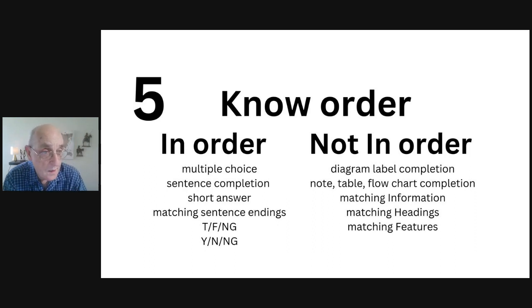One key thing to realize, and this is so helpful when it comes to finding the information you need and answering the questions, is to know which types of questions come in order and which types of questions don't come in order. If they come in order, this means that the questions that you're answering are found in the same order as the answers appear in the text. So, for example, multiple choice or sentence completion, short answer, matching sentence endings, true, false, not given, or yes, no, not given. These are the types of questions that come in order.